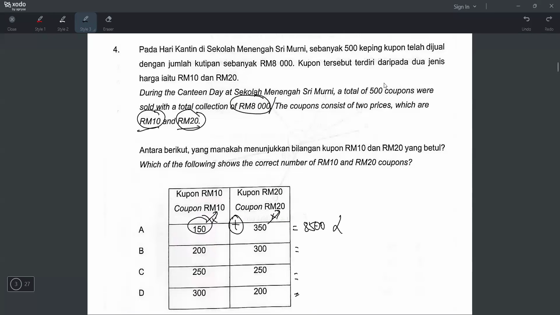Oh, one more thing. They mentioned a total of 500 coupons, right? Yeah, that's why if you take this plus this, you get 500. This plus this, you get 500. Yeah, because the total amount of coupons sold is 500. That's why all the sum here is 500.